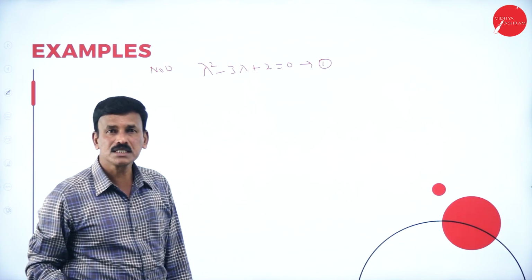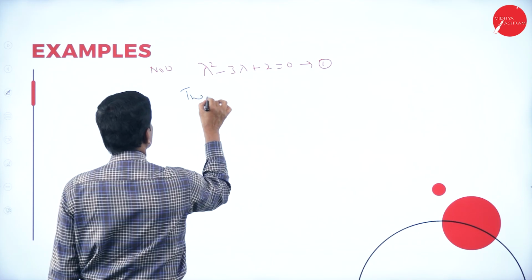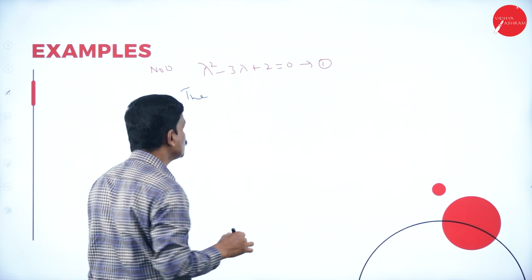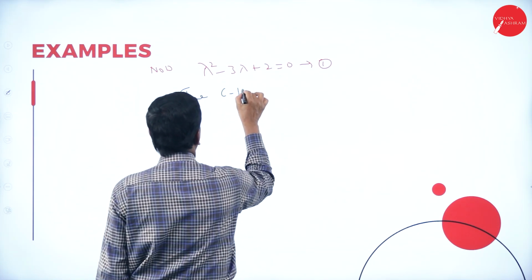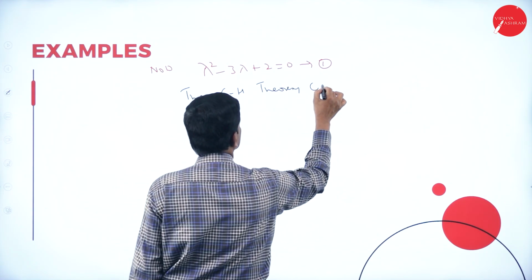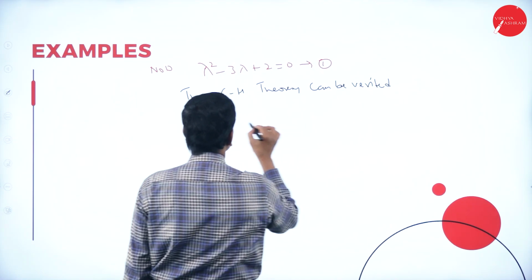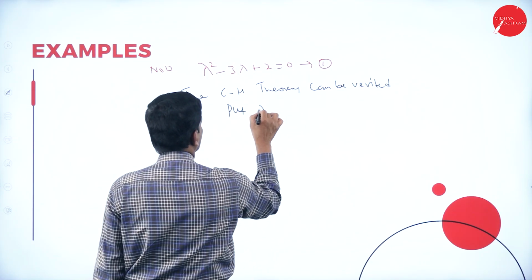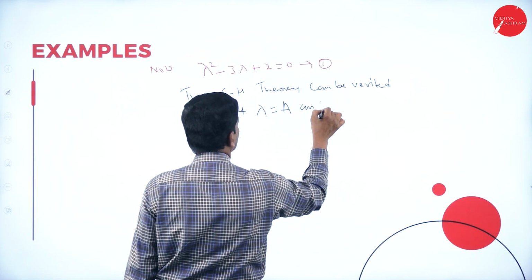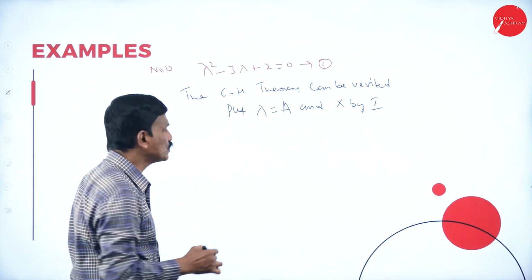Let us represent this as equation number 1. Now, to verify, this is the characteristic equation. To verify the Cayley-Hamilton theorem, we put lambda equal to A and multiply by an identity matrix of the same order in equation number 1.